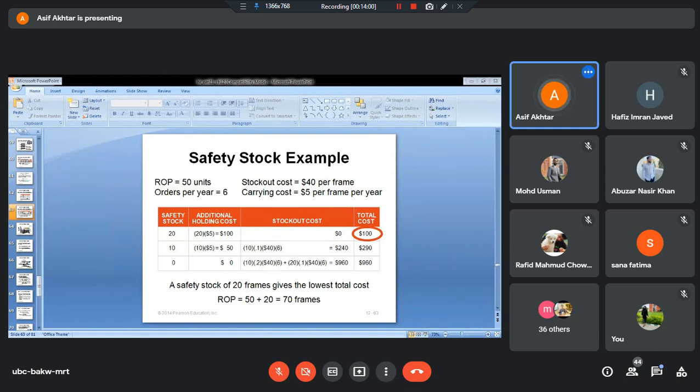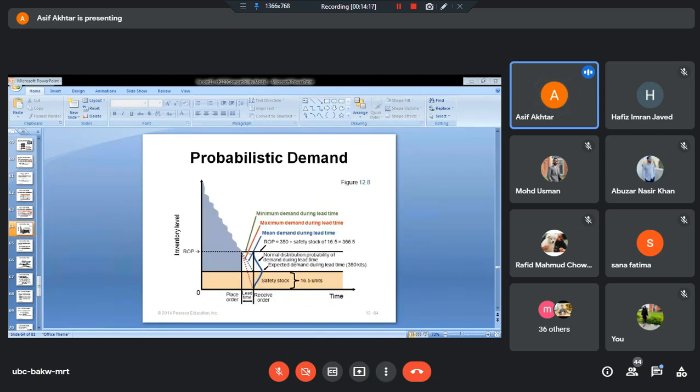Now the question is, where will we apply this distribution in the calculation of safety stock? In order to make it more clear, I would like to show you a diagram. Can you just refer to this diagram? I hope this diagram is clear. May I have attention, please? Am I audible? Okay.